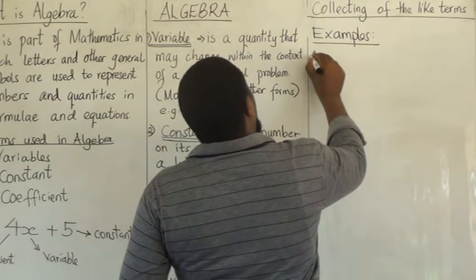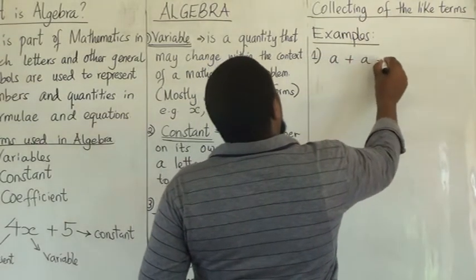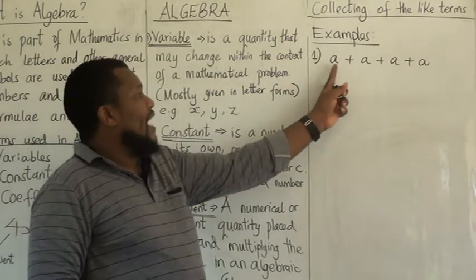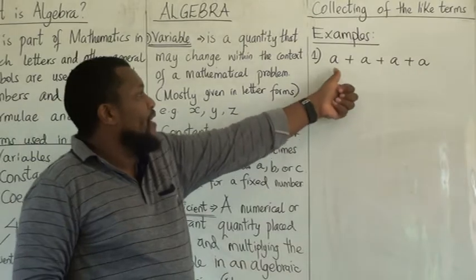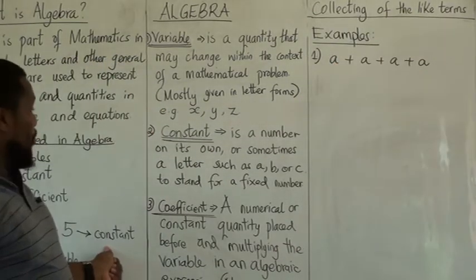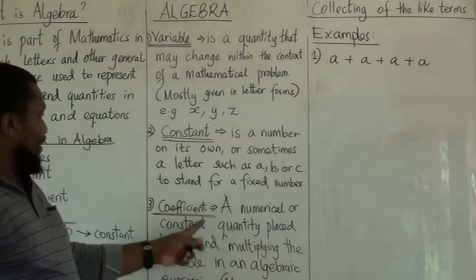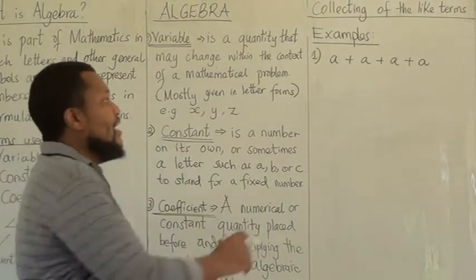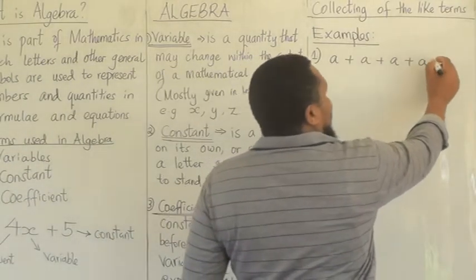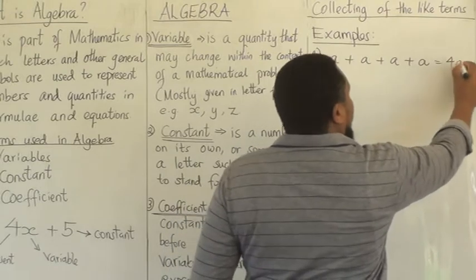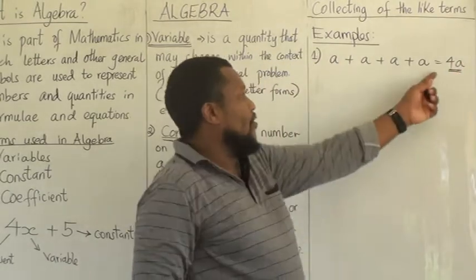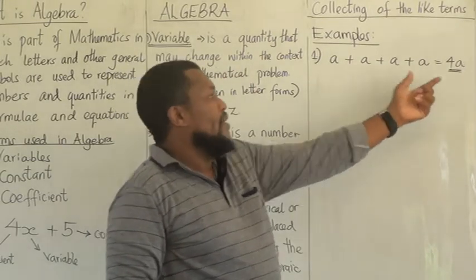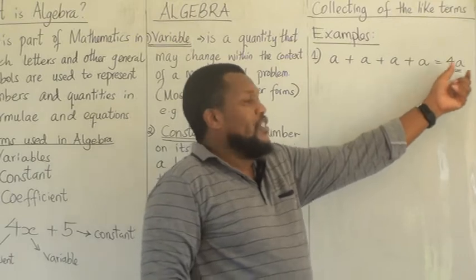I'll have maybe number 1, A plus A plus A plus A. If I count, these are all variables, but here they can be considered as constants, because we say a constant can also be a letter. Here we have a letter such as A, B. I have used them as constants there. So A, we have 4 of them, and all of them are A's. But our answer now has a coefficient and a variable. So this one has changed now. It was a constant before, but here it has changed to be a coefficient and a variable.